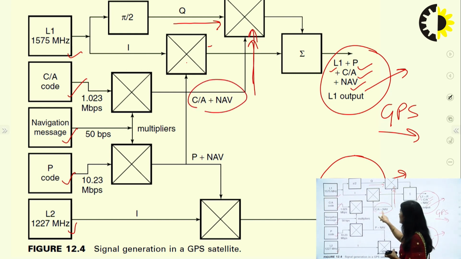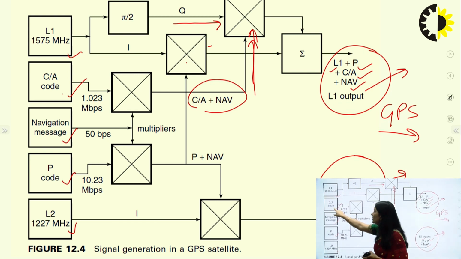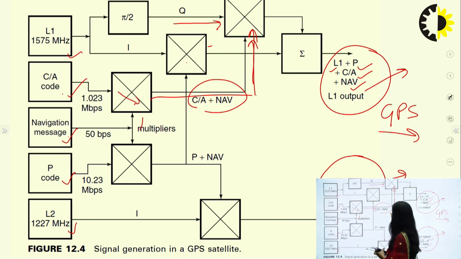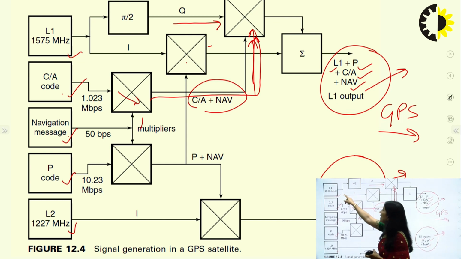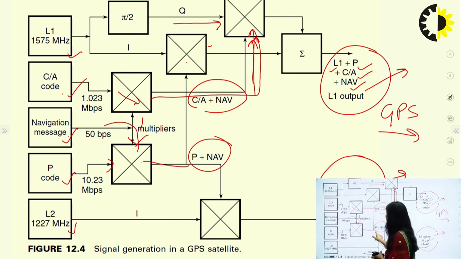So C/A plus navigation is given to this. C/A plus navigation means the C/A code is generated here and the navigation code is generated here, and we have multiplied these two. After multiplication, we have given this to the quadrature part. Similarly, to the L1 in-phase part, we are giving P plus navigation. P plus navigation means the P code is given to this multiplier and the navigation message is also given here, so P plus navigation is coming from this place to this place.